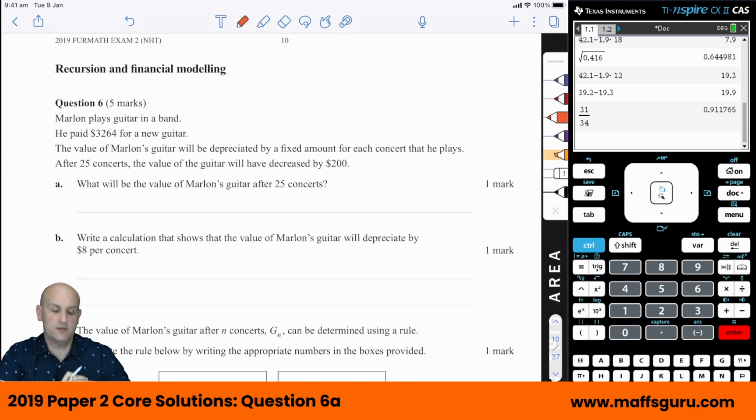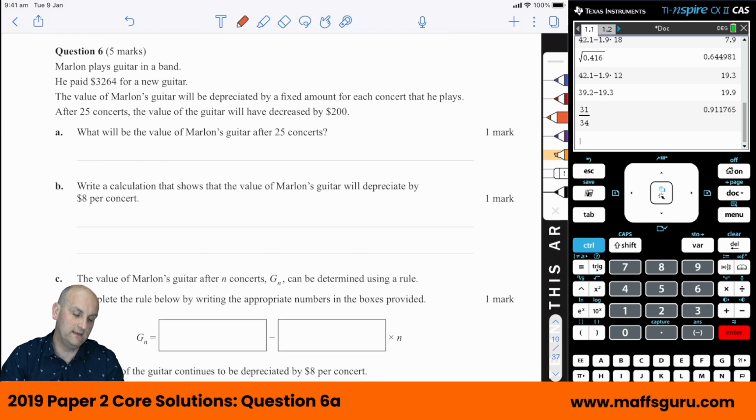All right, now we move on to recursion and financial modelling, still in the core section. Marlon plays guitar in a band. He paid $3,264 for a new guitar. The value of Marlon's guitar will be depreciated by a fixed amount for each concert that he plays. After 25 concerts, the value of the guitar will have decreased by $200. What will be the value of Marlon's guitar after 25 concerts?